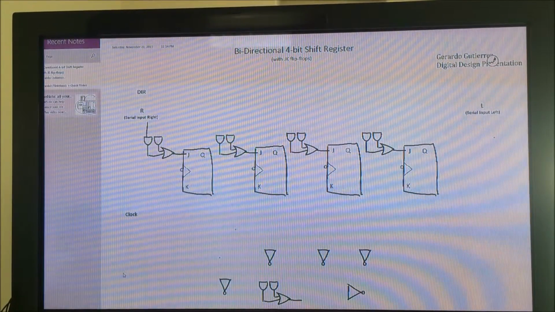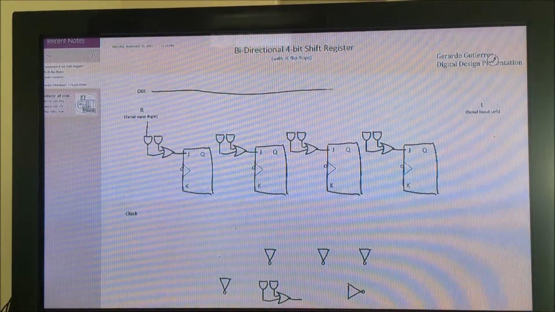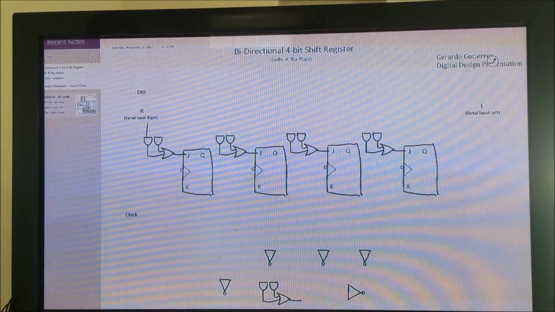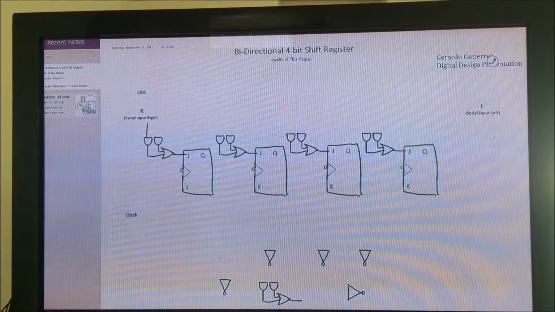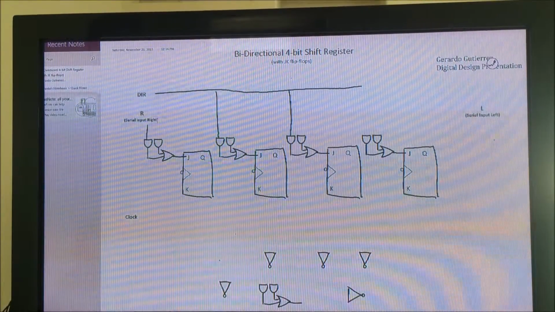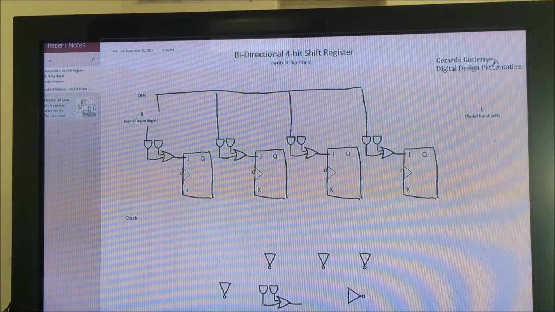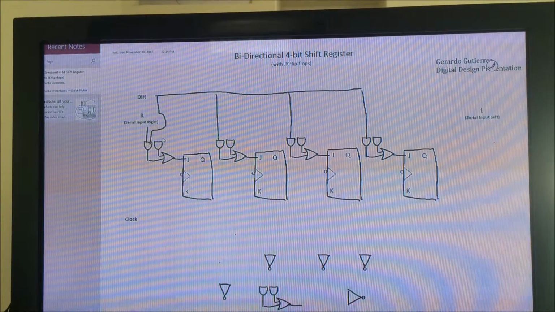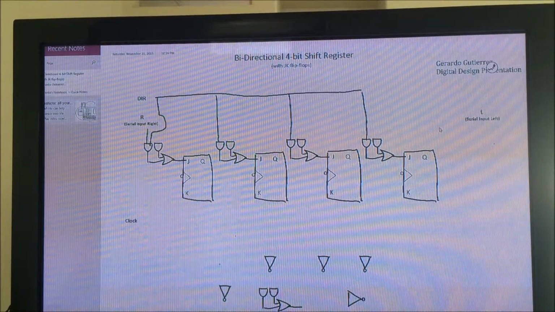And so if our direct has a value of 1, we can take that value and feed it into all of our primary AND gates, and will therefore activate all of them. And that will be our rightmost shifting route.